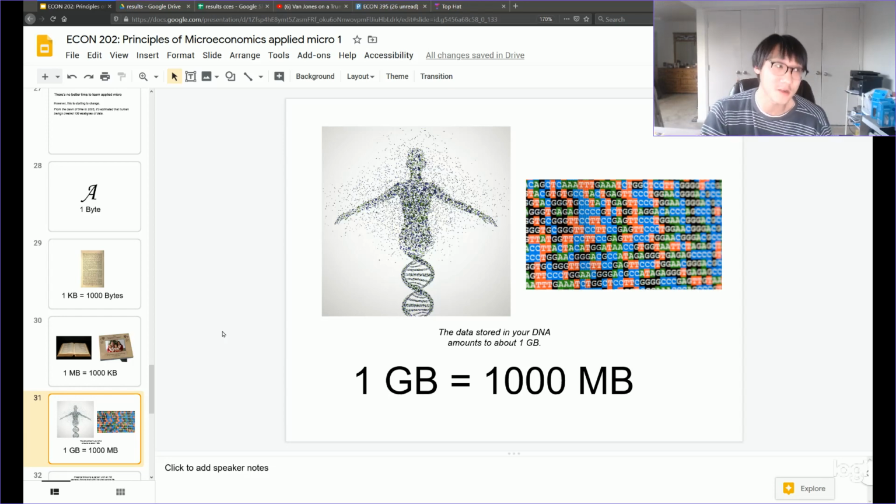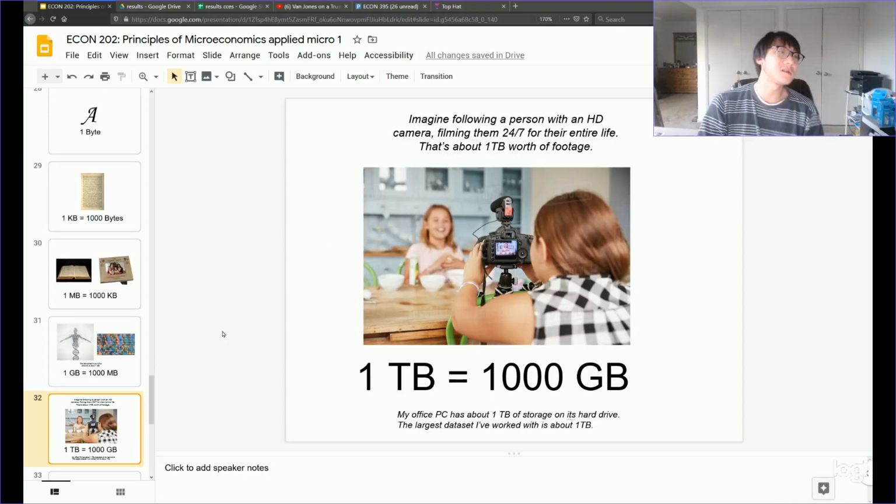Now this is starting to be quite a bit of data. If we multiply by another factor of 1,000, we get a unit known as a terabyte. Petabyte is the next one. A terabyte's a lot of data. Most computers these days have a maximum of about 1 terabyte of total storage.